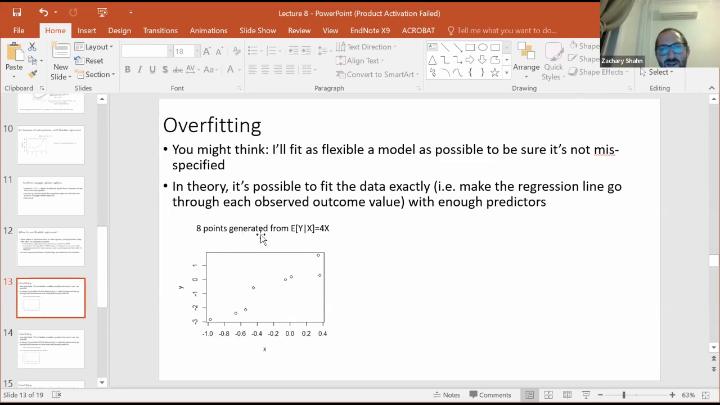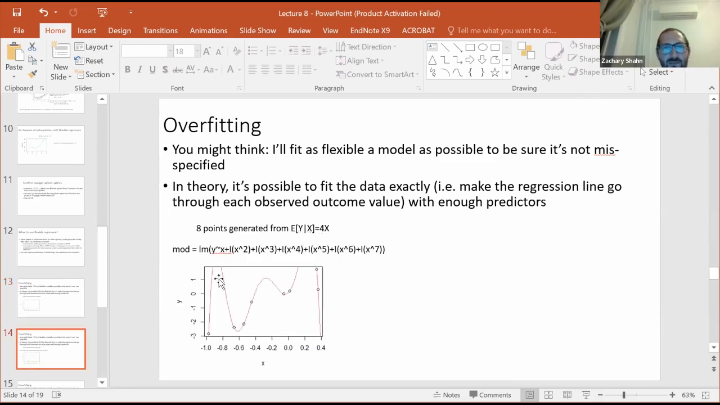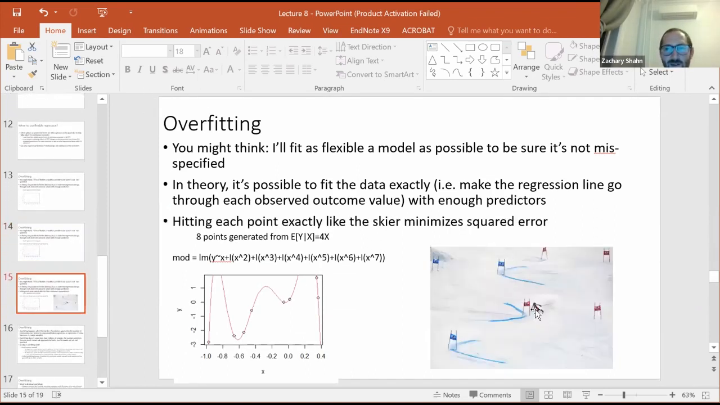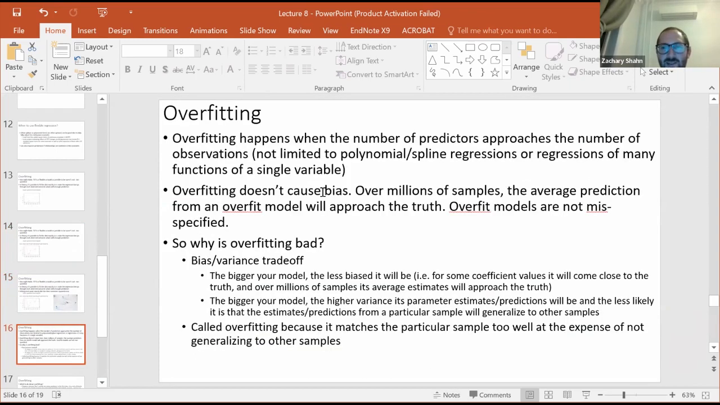So here I just generated 8 points from this very simple regression where the expected value of y given x was 4 times x. And then I fit this linear model to it with a 7-degree polynomial. And here's the fitted regression line. It hits every single point, kind of like a skier who has to go through all those flags in a downhill race. Before we get to why it's bad, when does this happen?